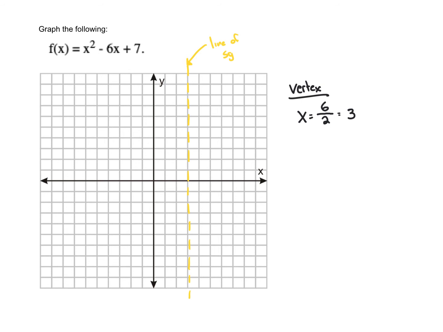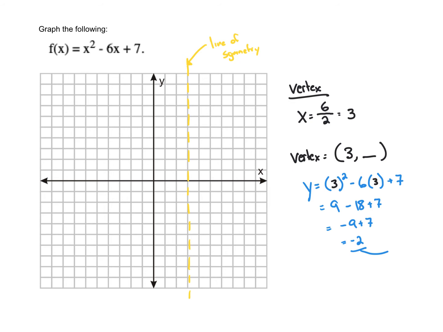Okay, so then we know that the vertex point, remember vertex is equal to 3, something. How do we find the something? Plug it in, yes. Y equals 3 squared minus 6 times 3. Look, I'm just using the equation that's given to me, plus 7, okay? Keep going. So we got 9 minus 18 plus 7. All right, let's keep going. Negative 9 plus 7. And lastly, negative 2. There is my value. So that's going to be a negative 2.